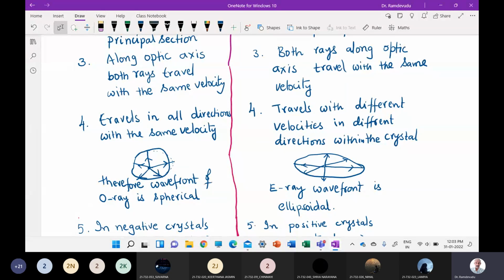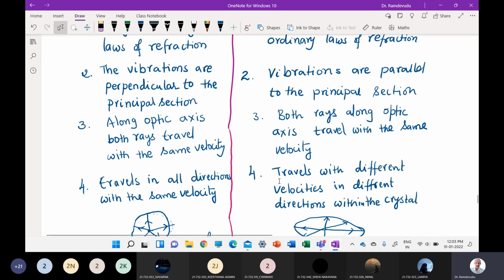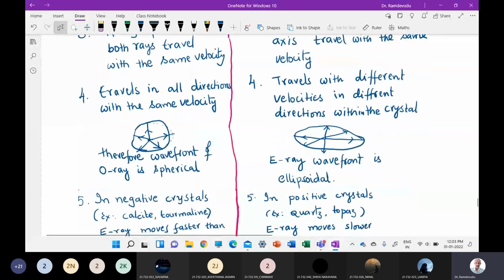We suppose that along the optic axis, the ordinary ray and extraordinary ray travel with the same velocity. Since the ordinary ray obeys the laws of refraction, it moves with the same velocity in all directions. Therefore, it covers equal distances in equal time. Hence, its wavefront is a spherical wavefront. Whereas in the case of the extraordinary ray, the velocity within the crystal is different in different directions. Therefore, in some directions it will move faster, in some directions slower. Hence, its wavefront is an ellipsoidal wavefront. That's what we learned in the last class.